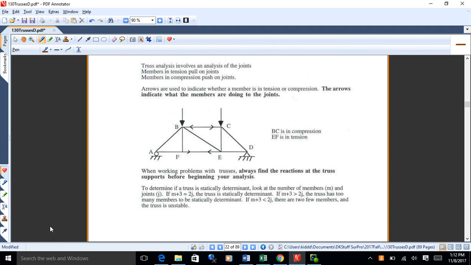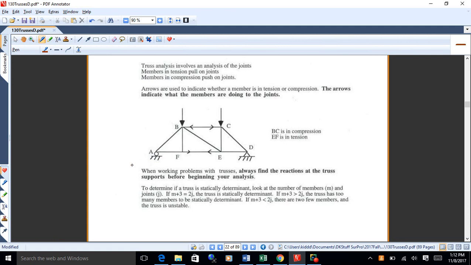All right, now when we analyze these things, we'll start by using what's called the method of joints. So we'll analyze each successive joint and see what it takes to hold it in equilibrium. Now keep in mind we're analyzing the joints.